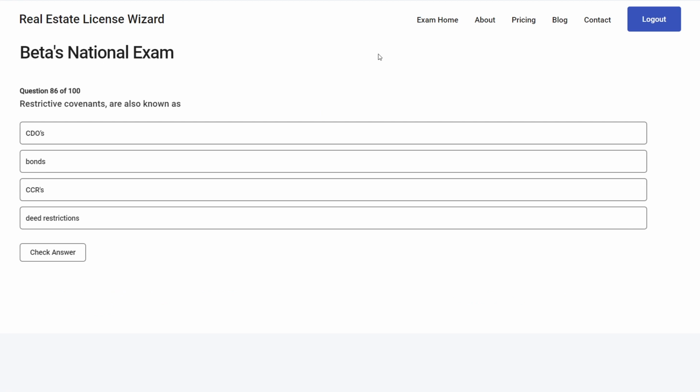86. Okay. Restrictive covenants are also known as CDOs, bonds, CCRs, or deed restrictions. Okay, so think that one over, come up with the answer, reread it if you need to.